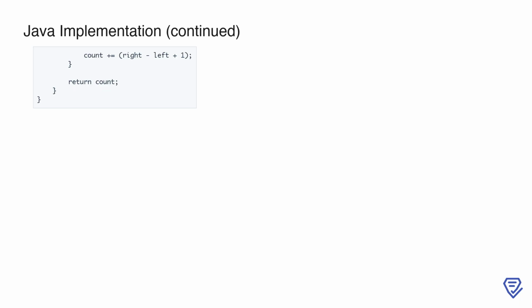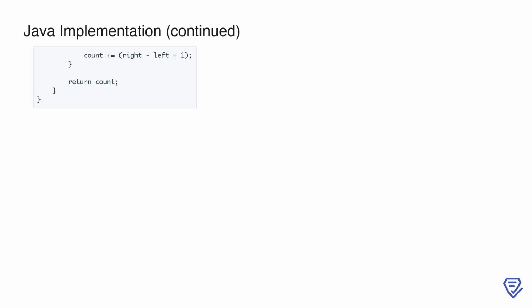This is done by adding the length of the current window, which is given by right - left + 1, to the count variable. This step ensures we account for all subarrays within the valid range. Finally, when the loop completes, we return the total count, representing the number of subarrays with at most k odd numbers.